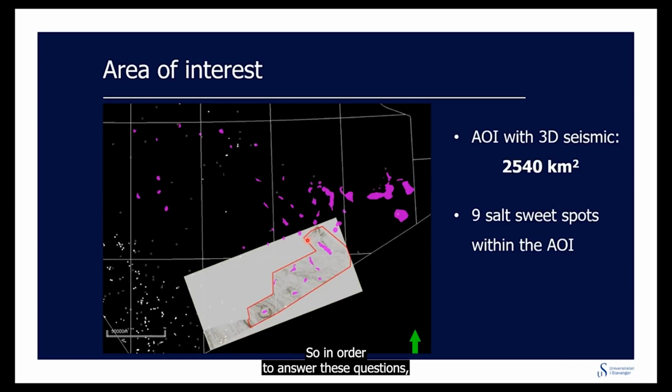So in order to answer these questions, we defined a study area in the southern North Sea with an area of 2,540 square kilometers. This polygonal area is covered by 3D seismic data. And you can see in this area of interest, there are 9 salt sweet spots included.